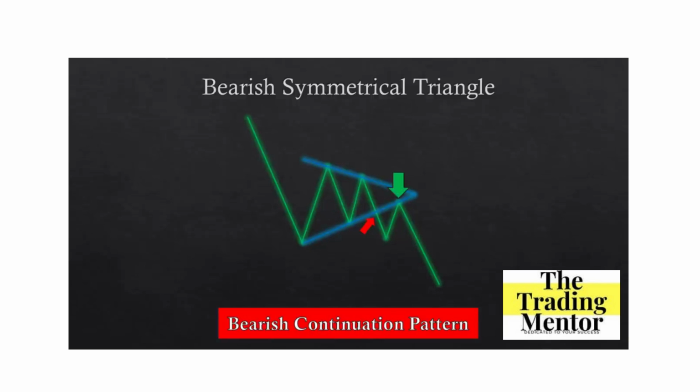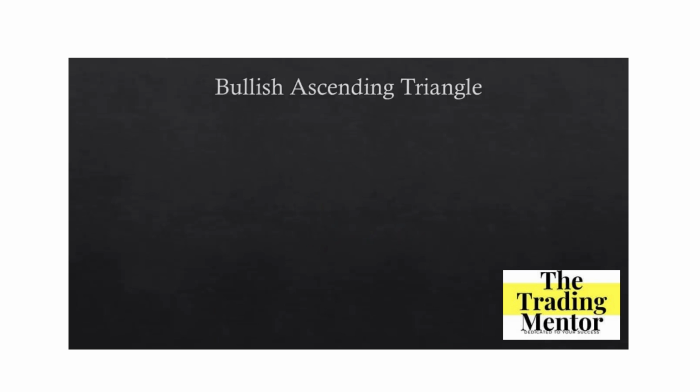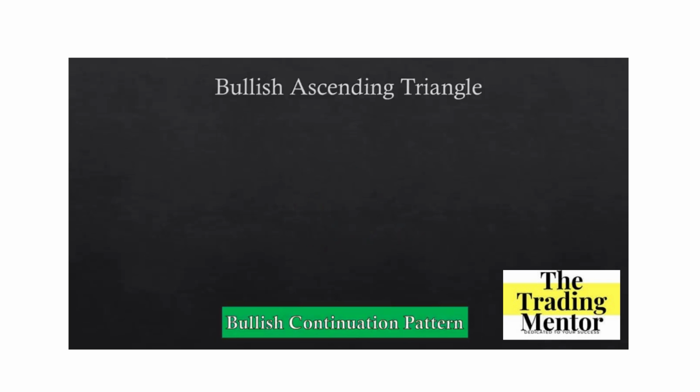The next pattern is the ascending triangle, which only has a bullish variation. The difference between a symmetrical triangle and an ascending triangle is that in the latter, the highs form a horizontal line, and the lows form an upsloping line. This signifies the imminence of a bullish market by the creation of higher lows.